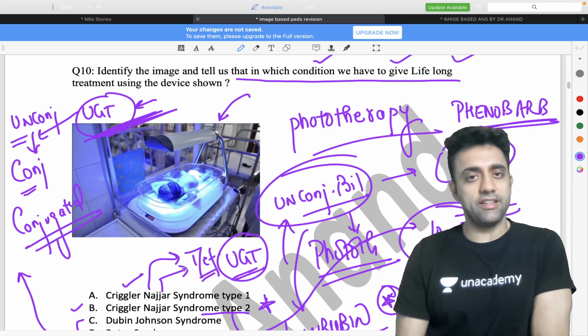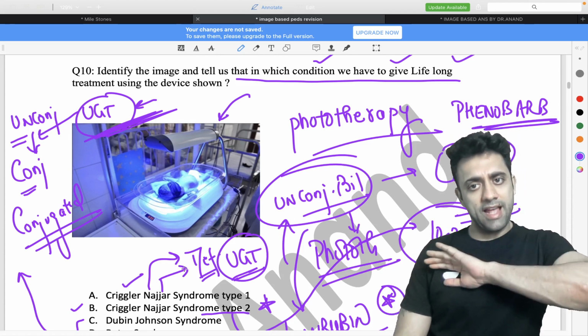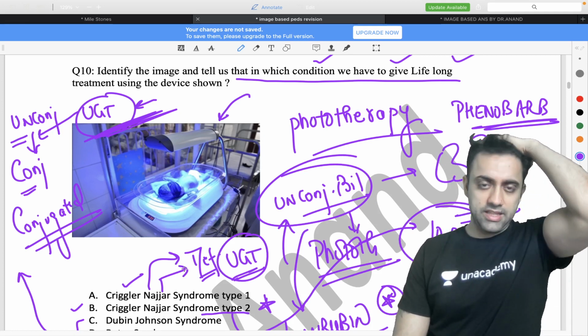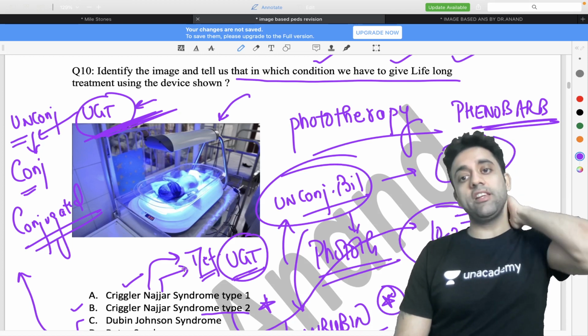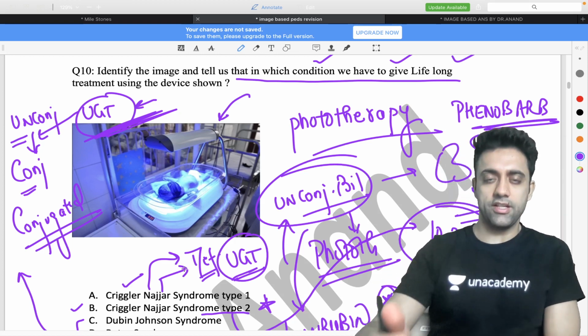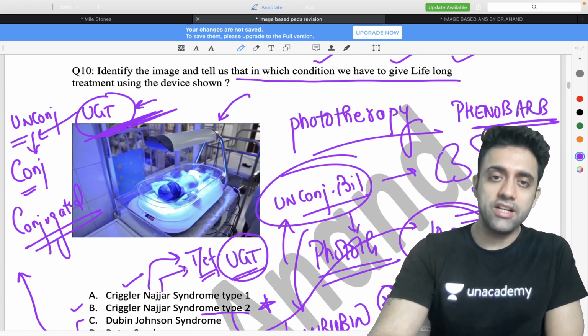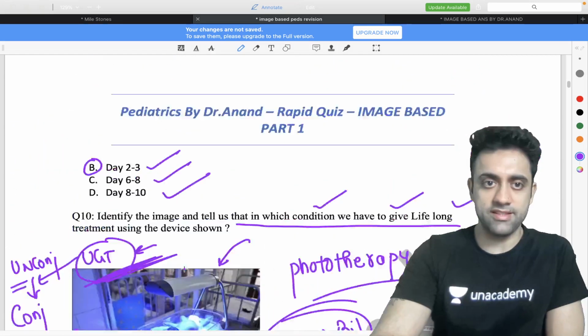In type 1, I mean. In type 1, you know that, right? In Crigler-Najjar syndrome type 1, there is total absence of UGT. There is complete deficiency of the UGT enzyme. That is why I have to give lifelong phototherapy. Whereas in type 2, I will give phenobarbital as the drug of choice to increase the activity of the UGT enzyme, because in type 2, 10 to 20% activity of the UGT enzyme is there.